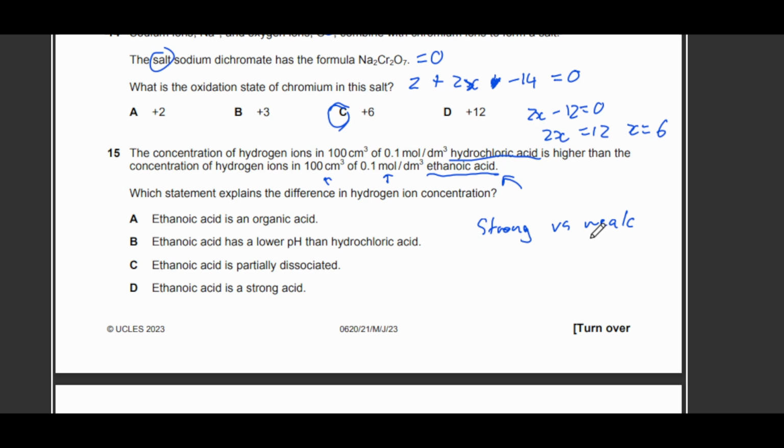So what is the definition of weak acid? When you talk about weak acids, it means that they only partially dissociate in water. That means only some of their H plus will be released. Because H plus is hydrogen ion, right? Hydrogen ions are H plus. Only some of it will be released because this dissociation process is actually in equilibrium, versus hydrochloric acid where it goes more to completion. So the difference in hydrogen ion concentration has to lie with the fact that ethanoic acid is only partially dissociated because it is a weak acid. Okay, next.